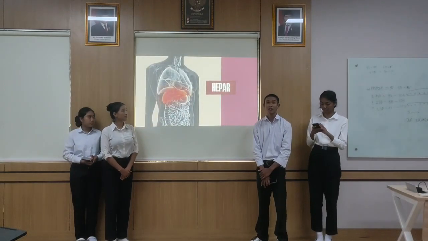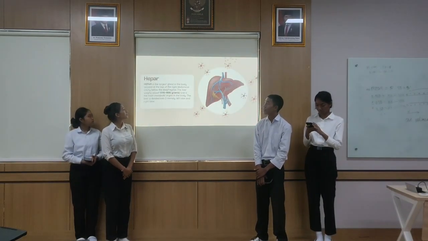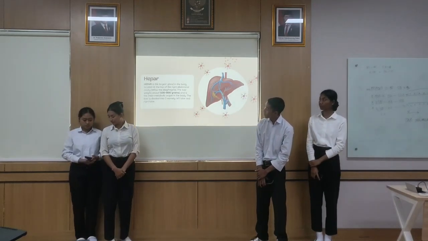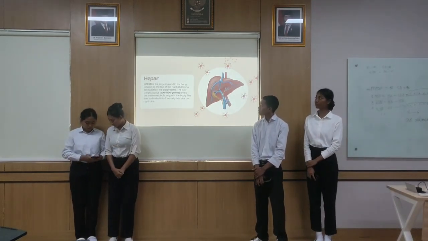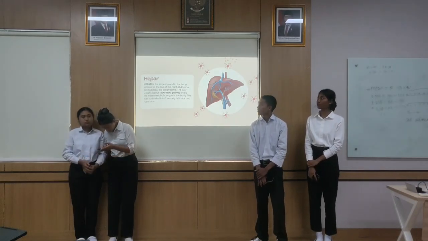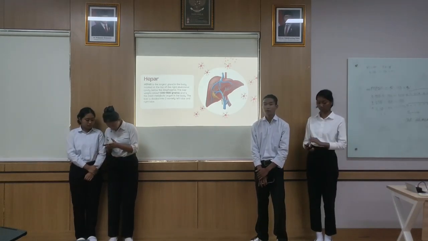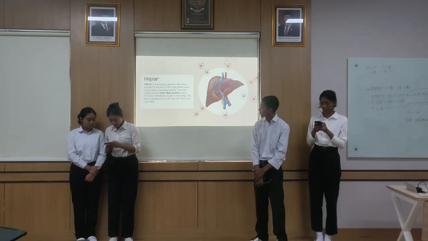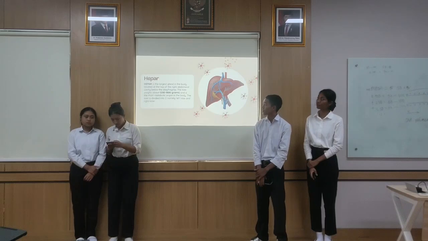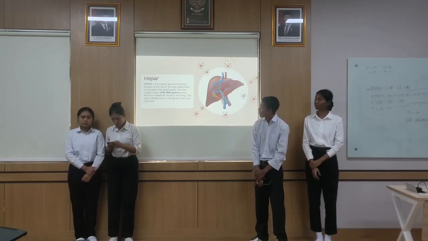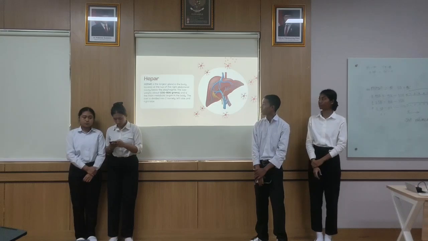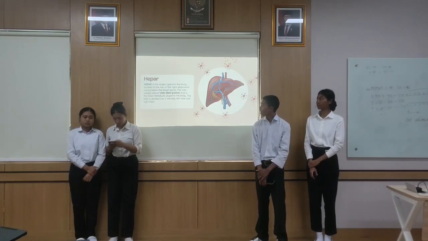Next is the hepar, or liver. The liver is the largest gland in the body, located at the top of the right abdomen, below the diaphragm. The liver weighs about 1,200 to 1,600 grams, and it is the main metabolic organ in the body. The liver is divided into two lobes: the left lobe and the right lobe.